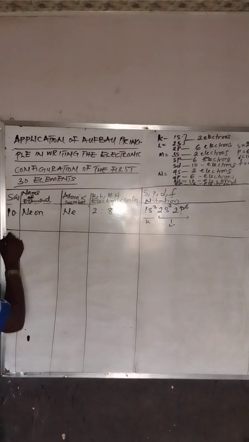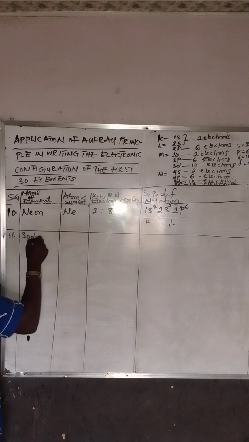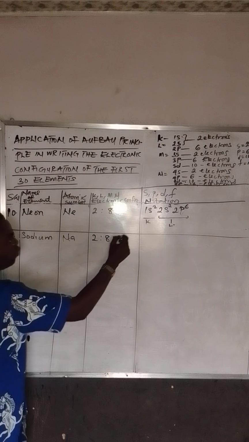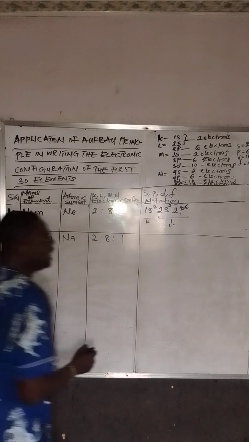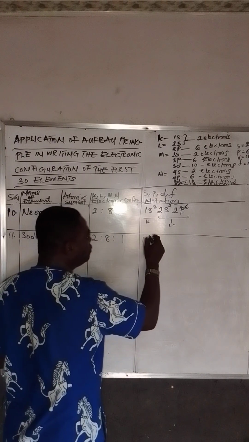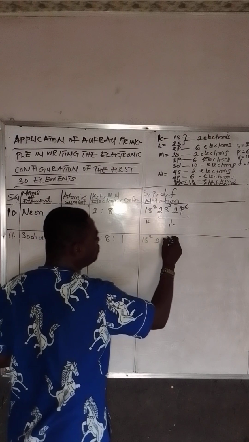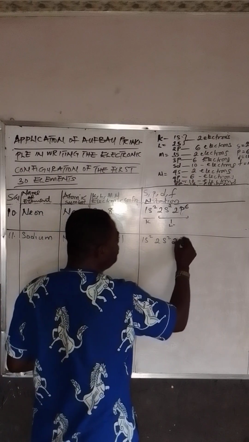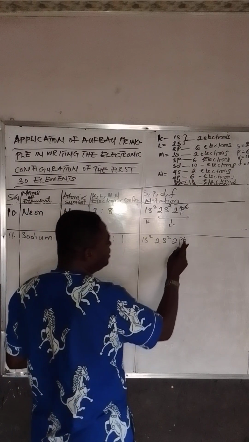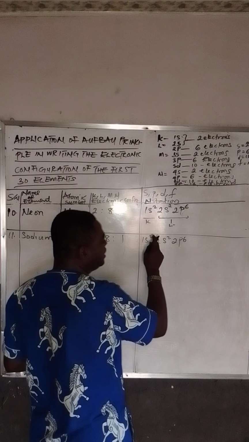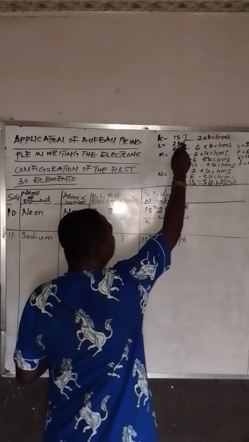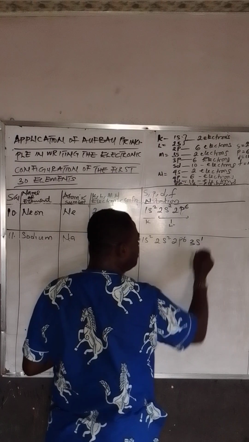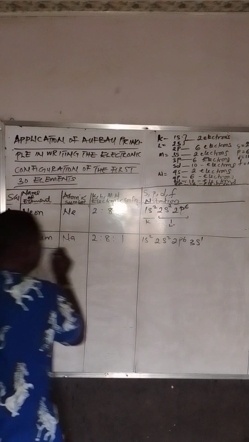Then the next one, sodium. Sodium Na. That's 2 to 8 to 1. Then to write the configuration, we have 1s2, 2s2. We are going to 11. Now 1s2, 2s2, 2p6. Look at it. 6 plus 2, 8, plus 2, 10. It remains 1 to make 11. Then we now go to what? 3s. But it's 1 that is remaining. We put the 1 there. So we are done with that.